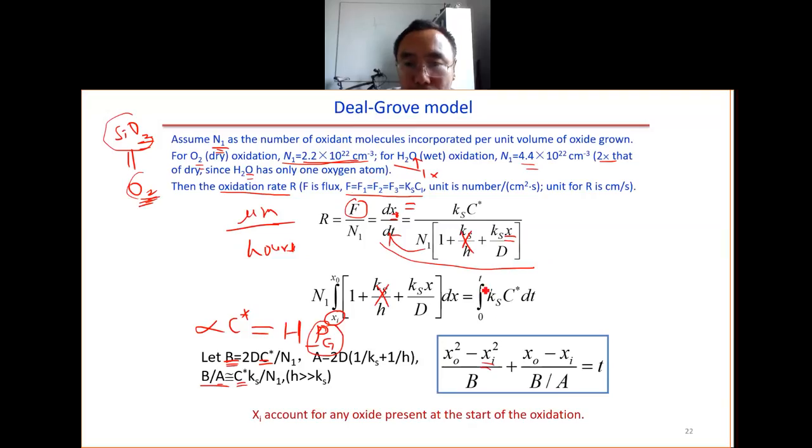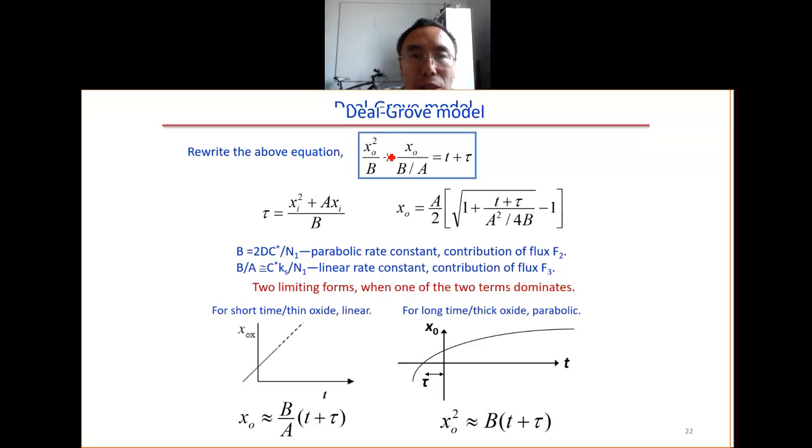So then we can move this term and this term to the right side. So we have this formula here. So here tau is given by this one. This one we know how to solve. We learned this in middle school. So finally we get this formula here. So here we have two parameters. B is called the parabolic rate constant. So this is a square. So this is parabolic. And B over A is the linear rate constant.